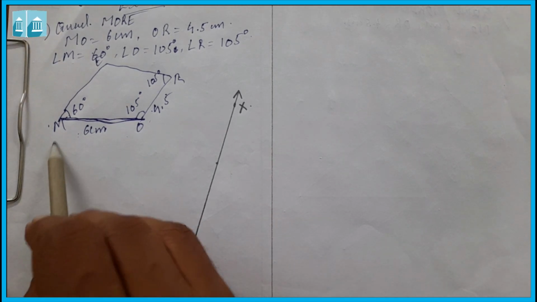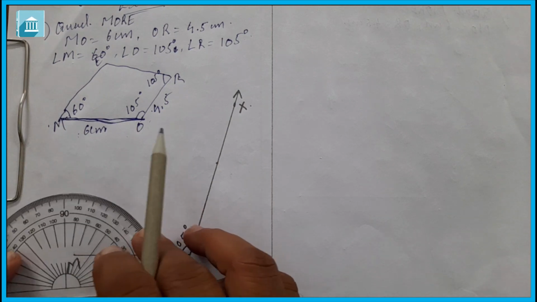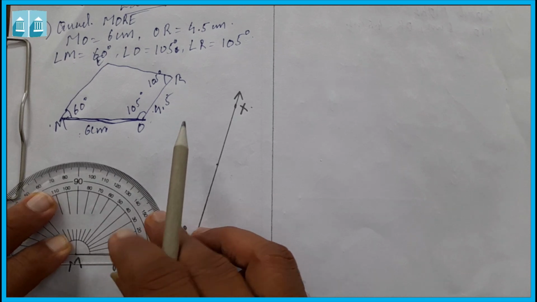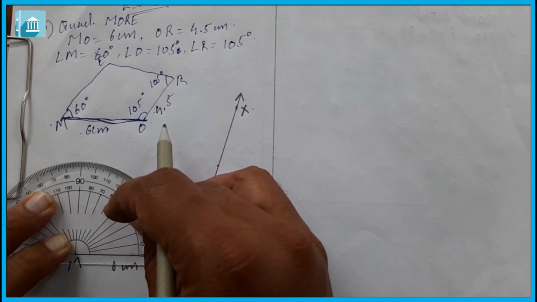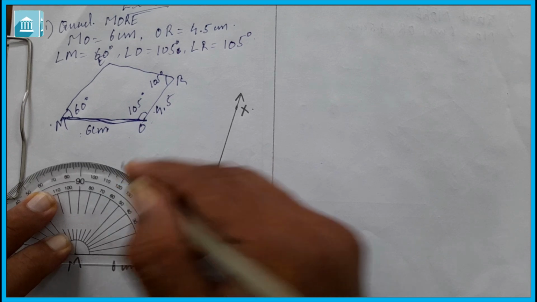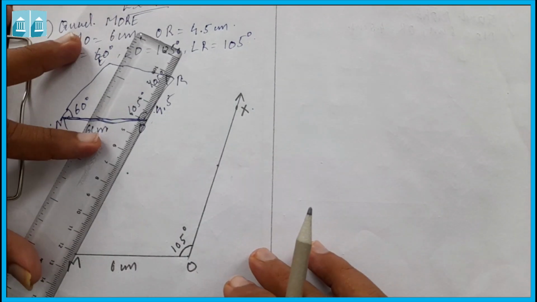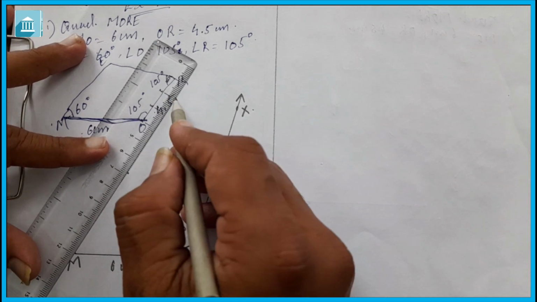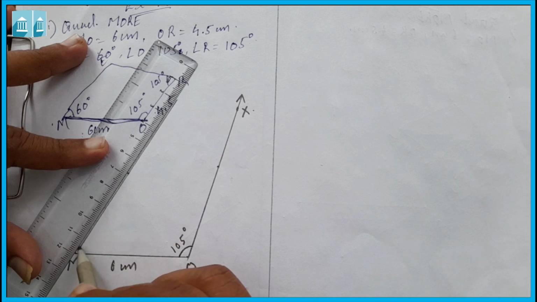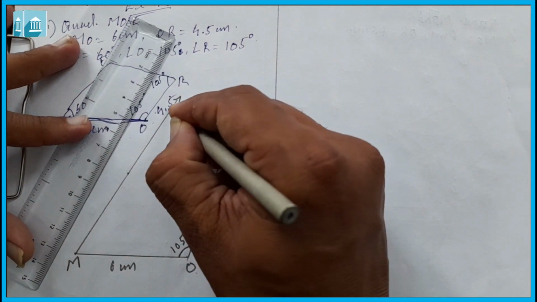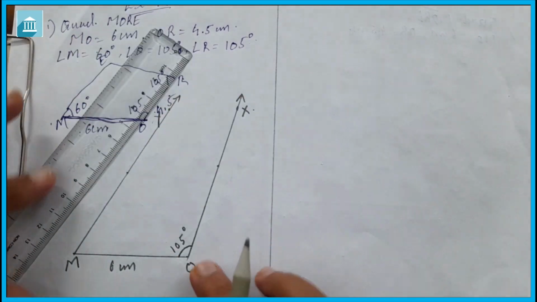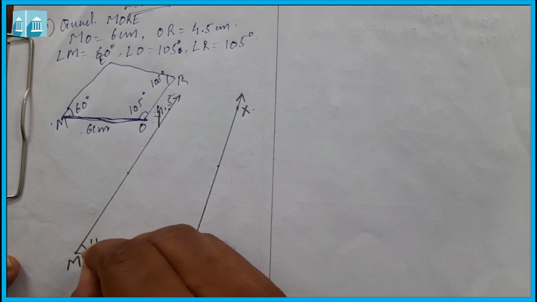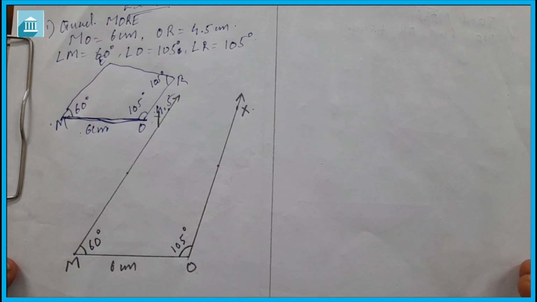Second thing, it is given that angle M is equal to 60 degree. So from M we can draw 60 degree here. Let it be OMY. OMY is equal to 60 degree, we can draw here. So this angle is our 60 degree.